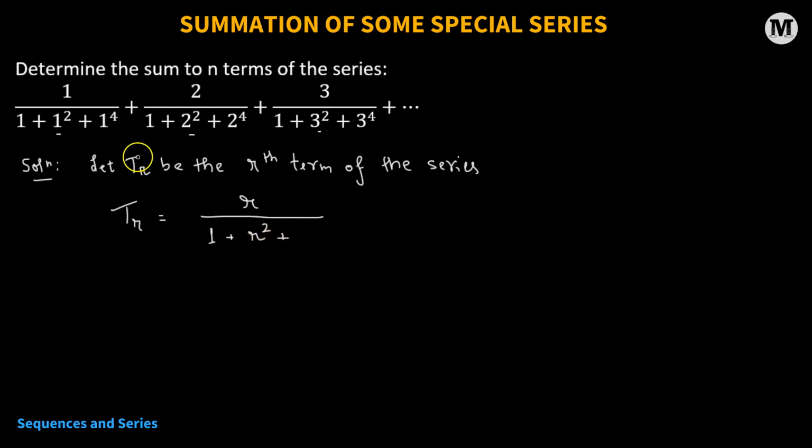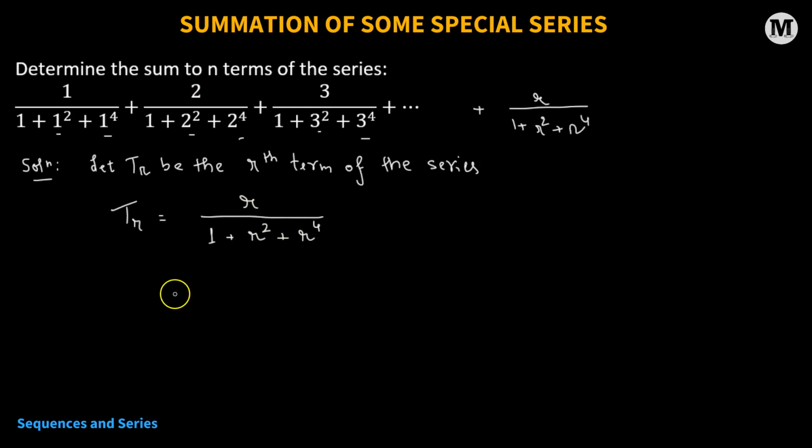So this is going to be added. Now we see that the third term in each of the denominators is 1 raised to the power of 4, followed by 2 raised to the power of 4, 3 raised to the power of 4, which means that the rth term is going to be r raised to the power of 4. So this is going to be the rth term of the series. So here we can write it as r divided by 1 plus r squared plus r raised to the power of 4. Now, we'll have to decompose this fraction into two partial fractions.